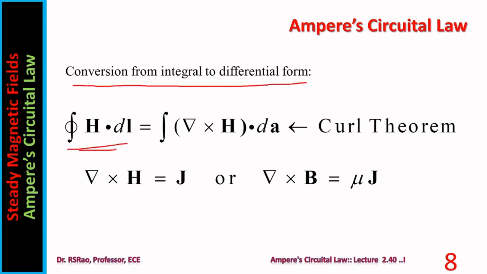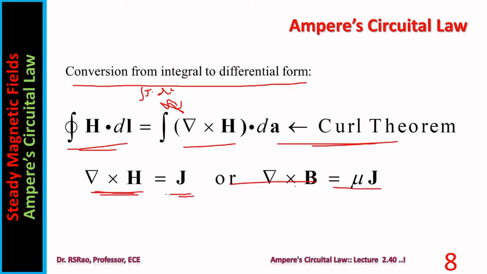The closed line integral of H dot dl can be expressed as integral of del cross H dot dA. This is the curl theorem. According to Ampere's circuital law, H dot dl integral is the integral of J dot dA on the other side. So now compare these two. Then we will get del cross H equal to J, or del cross B equal to mu J.